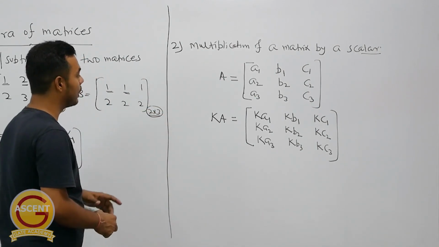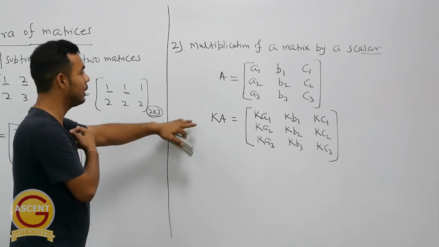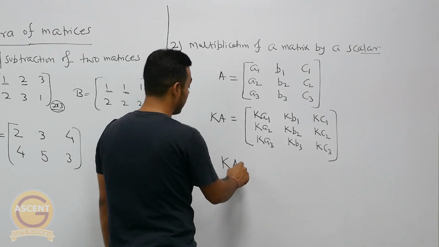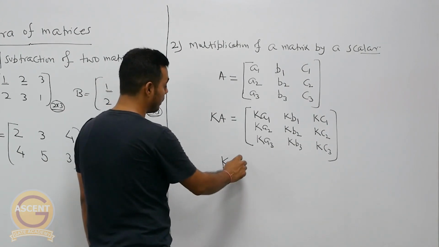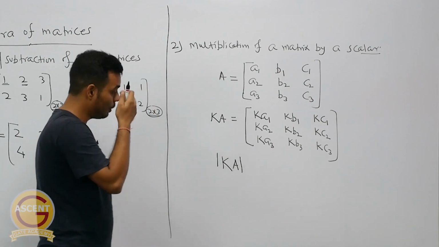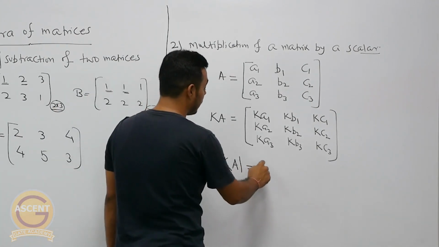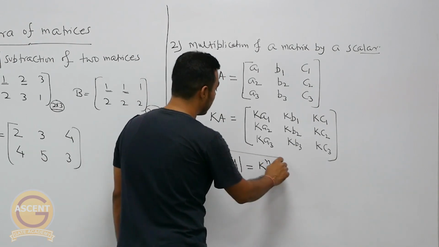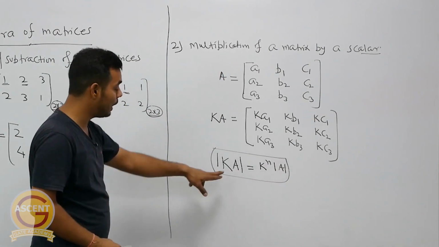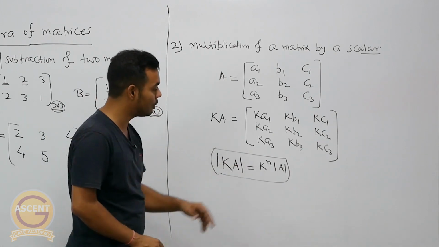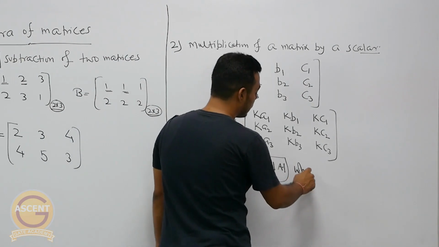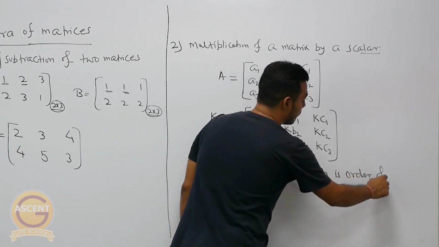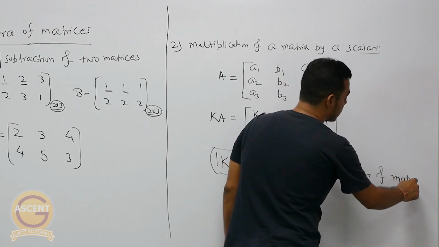Now one of the very important properties that we get from here is the determinant of K into A. If A is a matrix and K is some number, then the determinant of K into A will be K to the power n into determinant of A. Determinant is defined only for a square matrix. Here n is the order of the matrix. Now this is a very important concept.